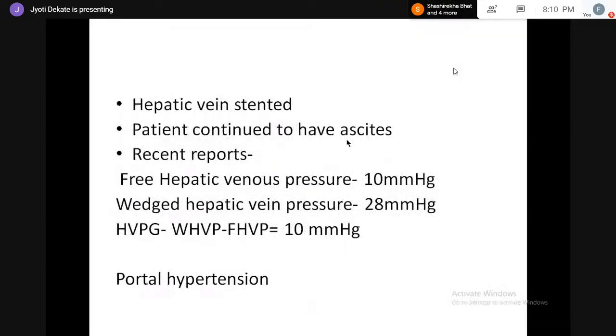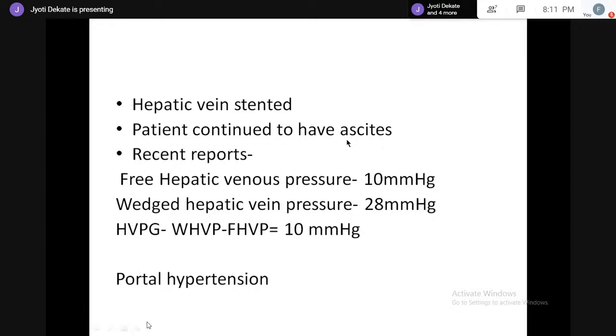So following the diagnosis, in this case the hepatic vein was stented, but this patient continued to have ascites, and recently, in the last week, the pressure gradients were checked in this patient, and the findings were suggestive of portal hypertension. I still believe this patient has some element of obliterative portal venopathy. As we see, the portal veins are attenuated in caliber, obliterated in caliber. So I still believe there is an element of obliterative portal venopathy.